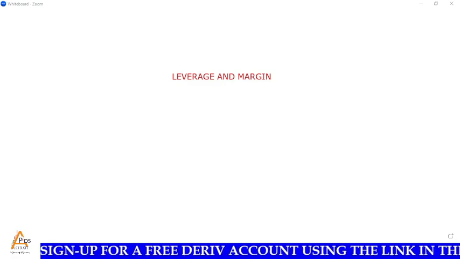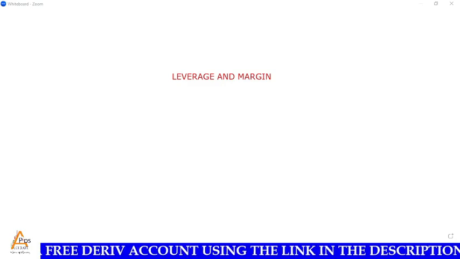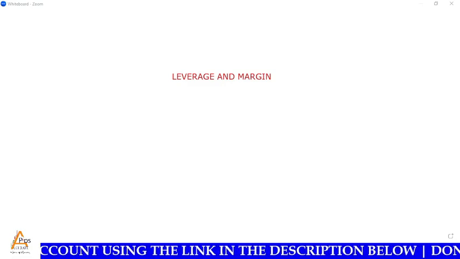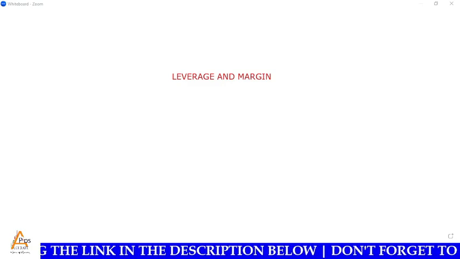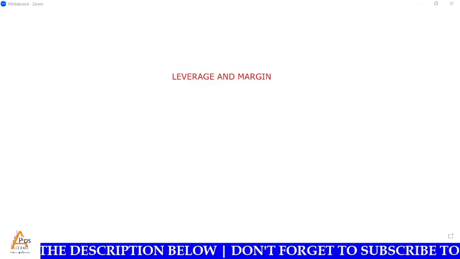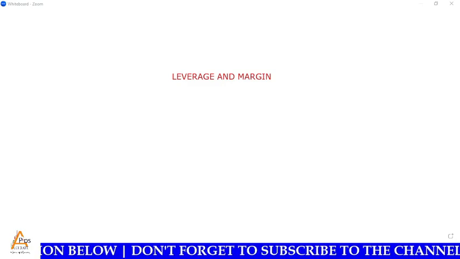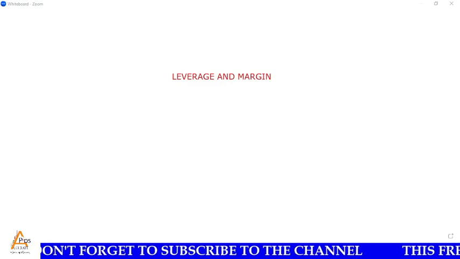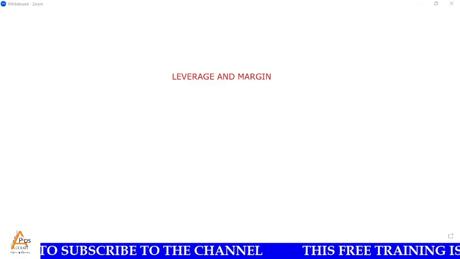So leverage is just money that the broker is lending you to trade with. We have our own money, but our money is not enough to trade with. So when you use leverage, it means the broker is going to lend a certain amount of money based on a ratio. Leverage is a ratio, and based on that ratio, you get your position size.